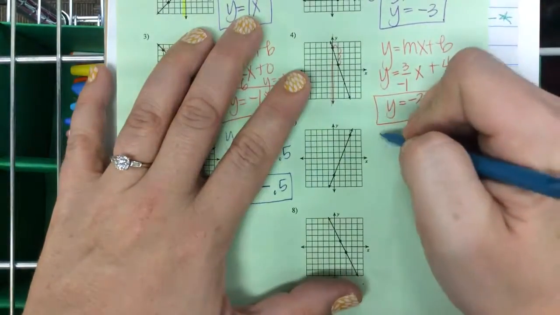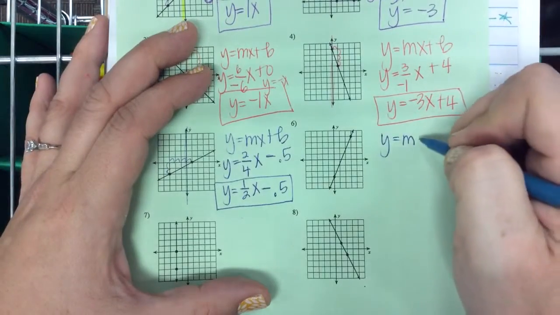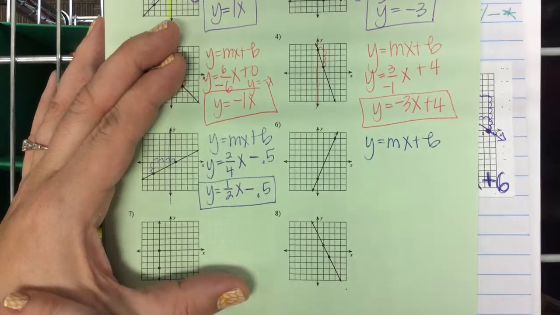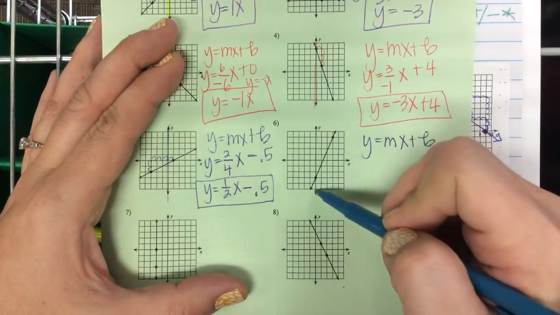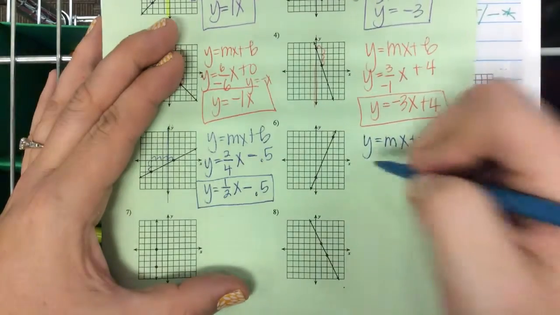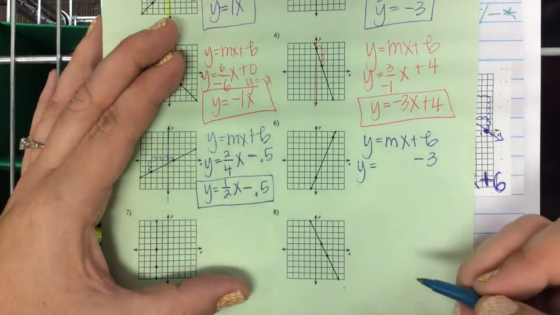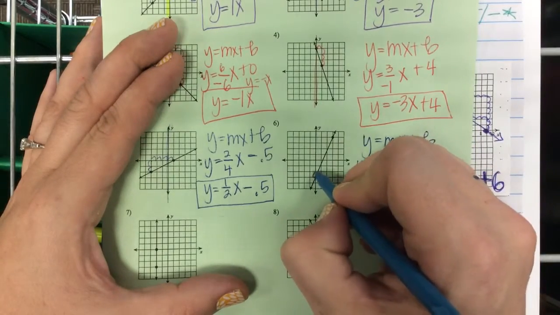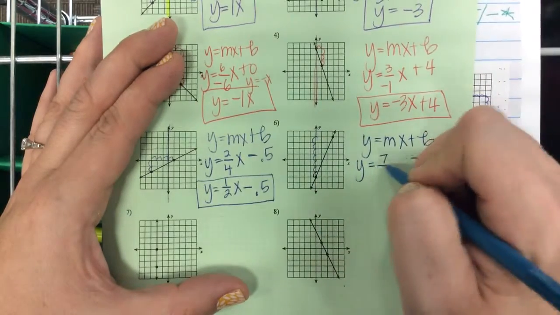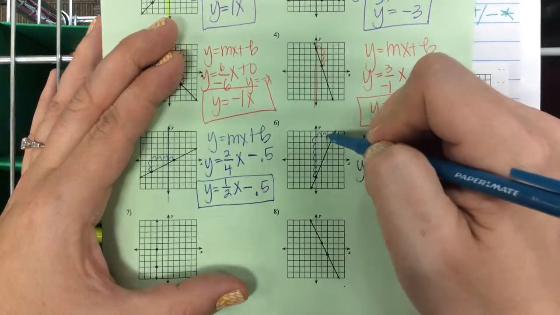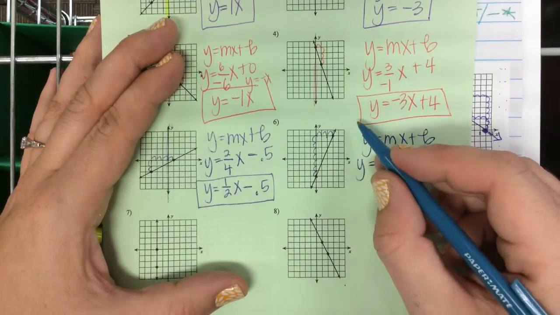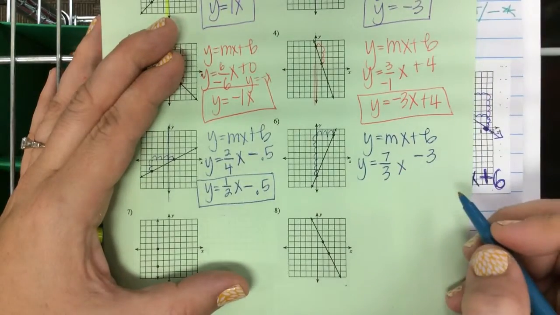Number 6. What's the intercept in number 6? Negative 3. Y equals, count the dots, 1, 2, 3, 4, 5, 6, 7 over 1, 2, 3. They're both positive because we go up, which is positive, and to the right, which is positive. X. Can this be simplified?